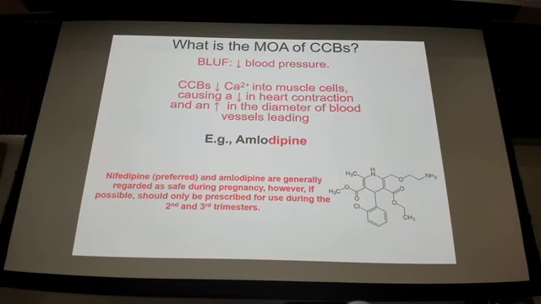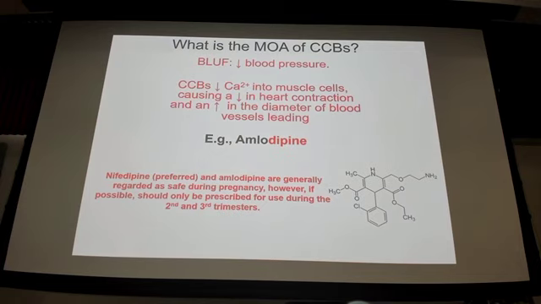So calcium channel blockers decrease blood pressure. How they do it is they decrease calcium from entering muscles, and that's going to eventually lead to increased diameter of blood vessels to decrease your blood pressure. Okay, does that make sense? Everybody got that? Thank you very much.